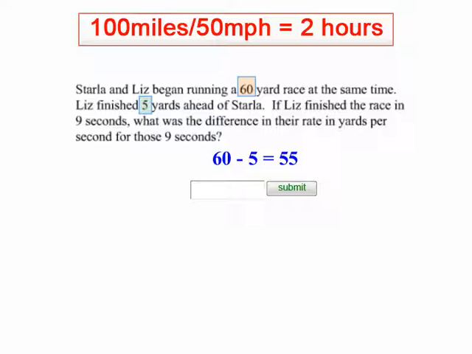Well, the rate that Liz was running at was 60 yards in 9 seconds, and Starla was 55 yards in 9 seconds. So the difference in their rate in yards per second was 5/9. See, it's easy if you conceptualize it correctly.